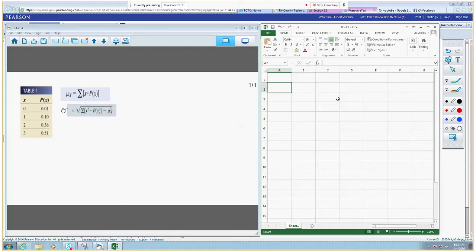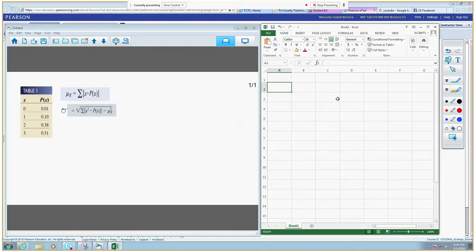Now, if you don't know what to do, the first thing to do is recopy the table that you have in your own columns. That's the first thing you do. And maybe that may trigger, okay, then I need to multiply the first column times the second column. That's called x times p of x. That may help you.